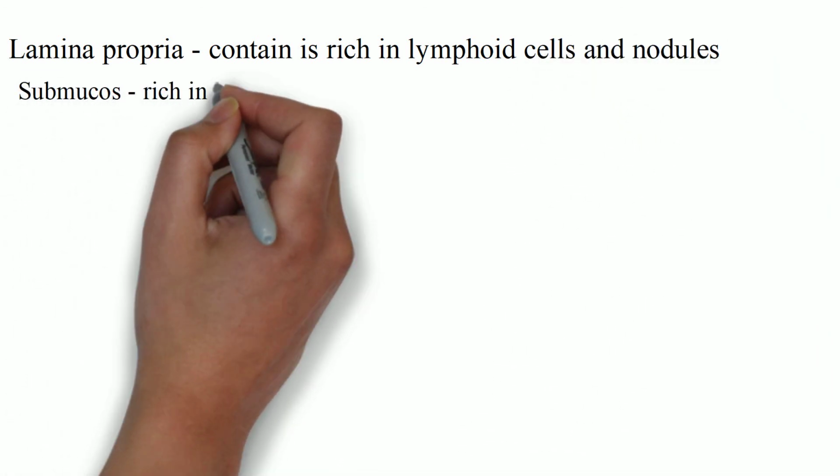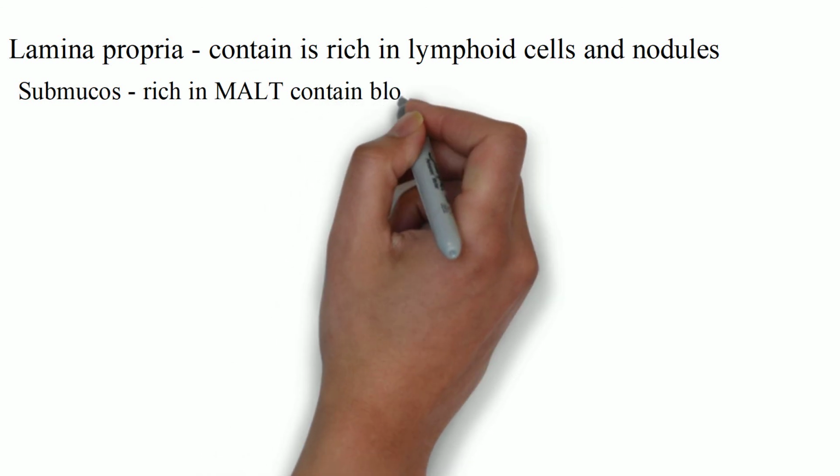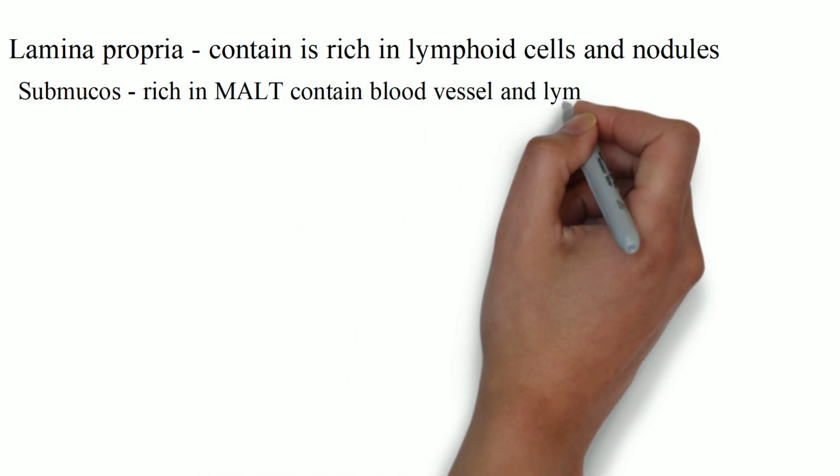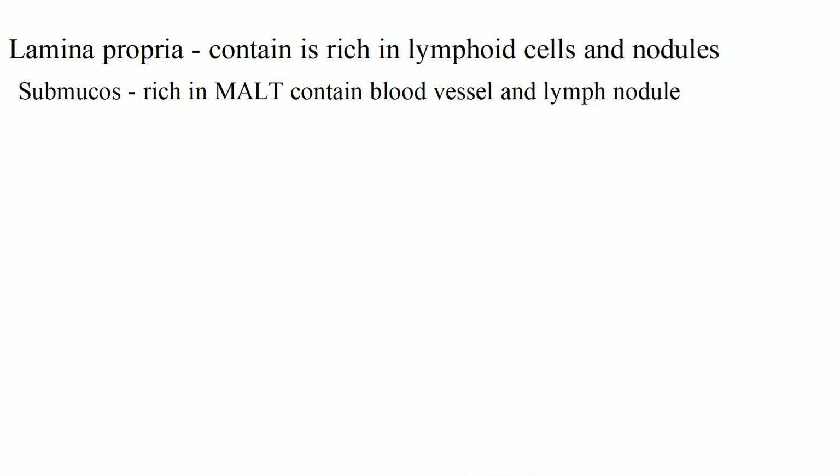Submucosa is rich in mucosa-associated lymphoid tissue and contains blood vessels and lymph nodes, as the function of MALT is to initiate the immune reaction against a specific type of antigen.